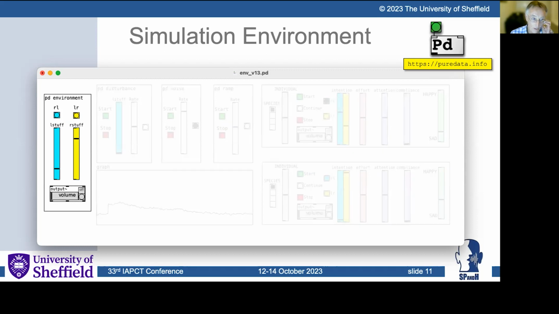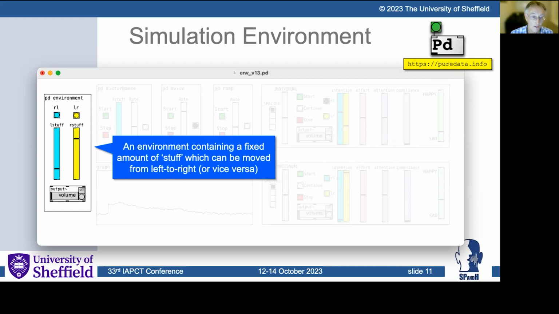Over on the left here, we've got an environment. The environment's very, very simple. It contains stuff, and the amount of stuff is fixed, but the stuff can be either on the left or to the right. It's possible to move the stuff around, either manually, or as we'll see, the agents can move the stuff around. The agents can move the stuff from left to right or from right to left. So that's what that's all about. It's just a very, very simple environment. In other words, it's a variable which we might want to have under control.